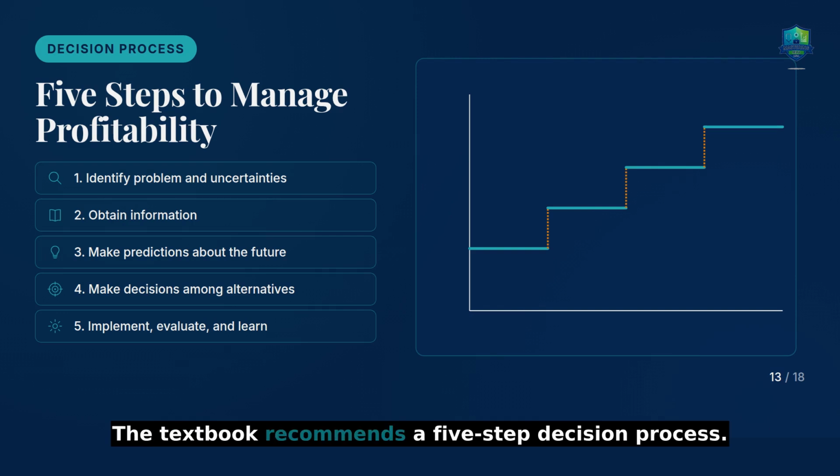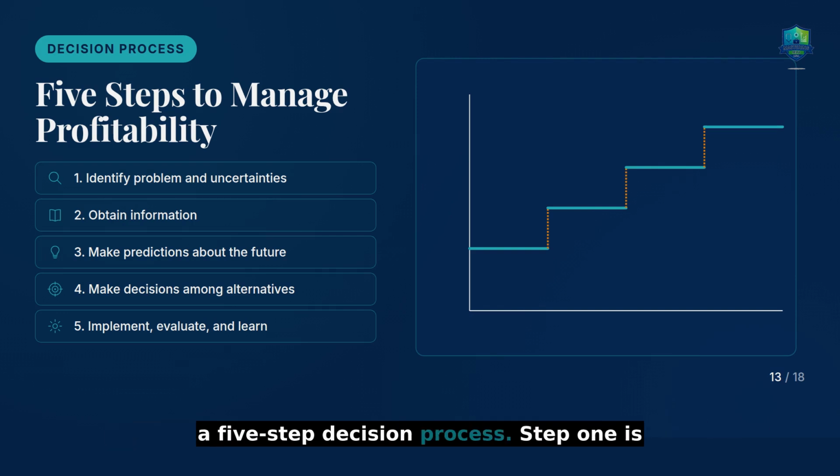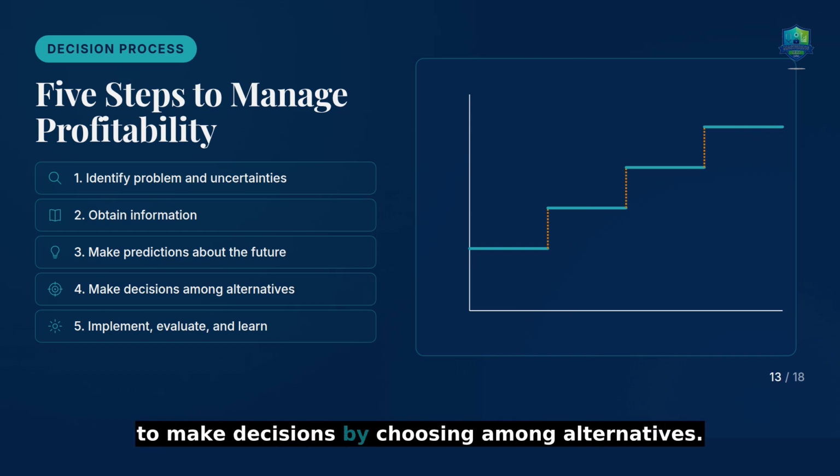The textbook recommends a 5-step decision process. Step 1 is to identify the problem and the uncertainties. Step 2 is to obtain information. Step 3 is to make predictions about the future. Step 4 is to make decisions by choosing among alternatives. Step 5 is to implement, evaluate performance, and learn.